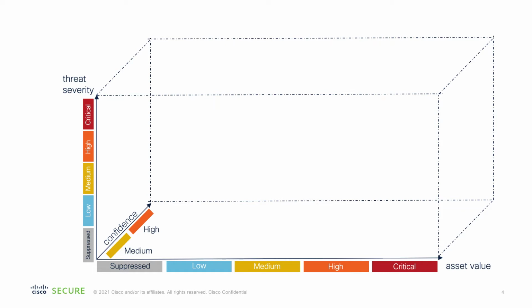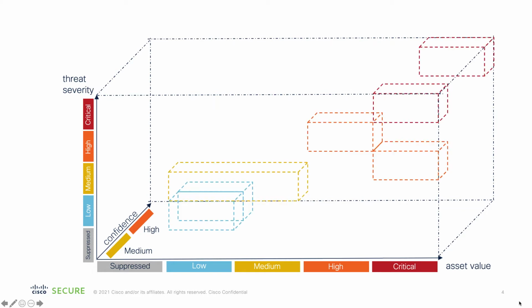And lastly, we are going to have assigned to each alert a value for the confidence. This means how sure we are that our detection is correct and you are actually hitting this threat in these specific assets. So we can see here an example of different alerts and how they are ordered in the space related to their 3 dimensions.